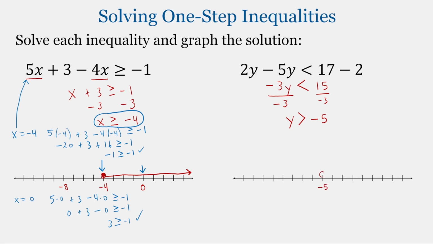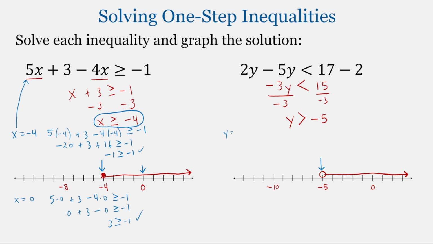It's an open circle. It's not included in the solution. And we will shade everything to the right, everything greater than negative 5. Let's check this answer. Again, we will start at equality, where the two sides are equal. This should not give us a true statement, but we should get the same value on both sides.